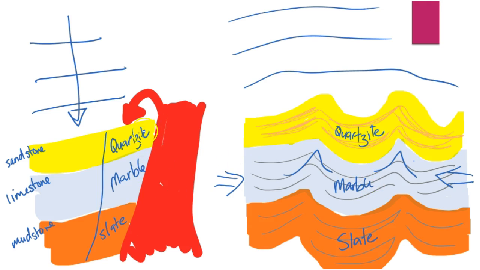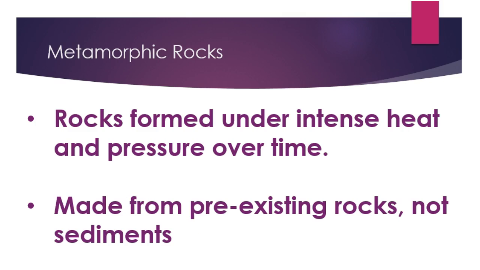So we find these metamorphic rocks appear in two different places, places that either are exposed to intense heat or places that are exposed to intense pressure for a long time. So metamorphic rocks, they form under intense heat and pressure over time, and they are made from pre-existing rocks, not sediments and not lava or magma.